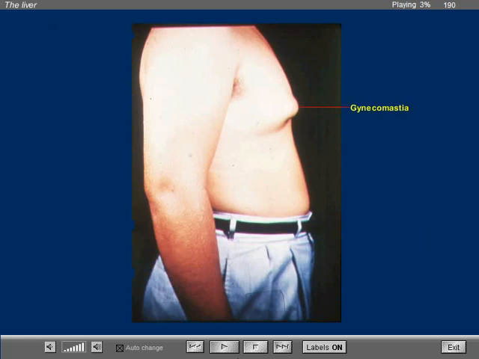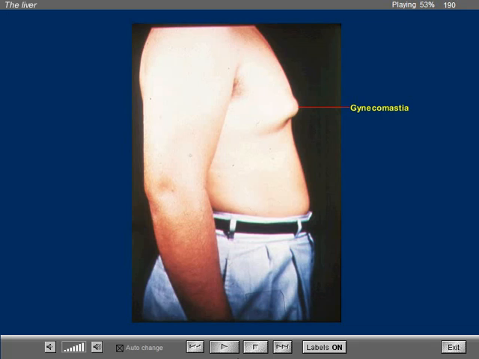We're going to discuss now extrahepatic manifestations of liver disease, specifically cirrhosis with portal hypertension. The first one is gynecomastia, and this is a male with gynecomastia. He was not taking digitalis, he was not taking hormones, and this is the gynecomastia that is seen from the lack of detoxification of estrogens by a sick liver.